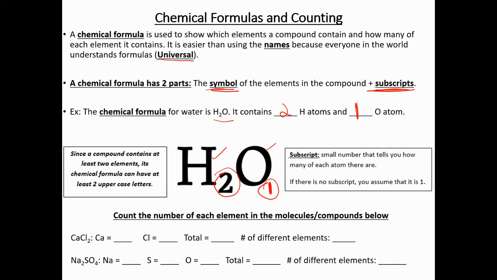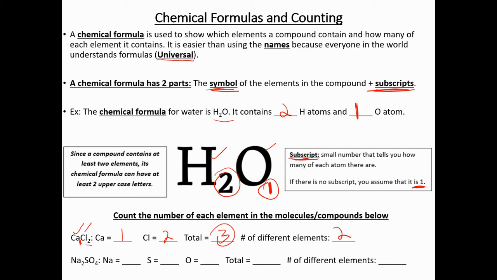Subscripts are the small numbers again, sub meaning small or below. And again, if there's no subscripts, you assume there's a 1. So we can do a couple practice problems. If you're pretty quick with this, you can move ahead of the game a bit, but pause the video and try it out, see if you match with me. So here we don't have a number, so we know that's 1 calcium. And then we have a number 2 there, so 2 chlorines. Total would be 3 atoms total. How many different elements are there? Well, there's calcium and there's chlorine, so there's 2 different elements. So there's 3 atoms total, 1 calcium, 2 chlorines. But if I were to ask how many different elements are there, there's 2 different elements.